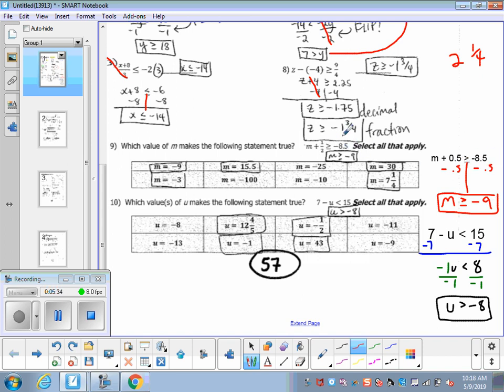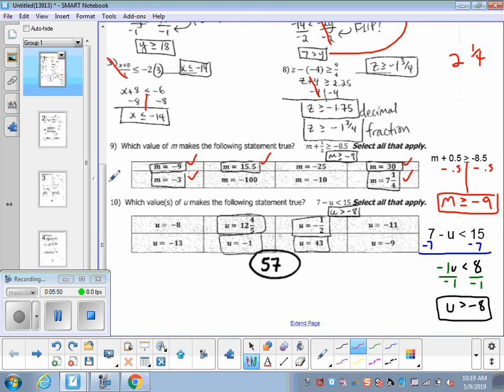So when I get this answer, it's m is everything greater than or equal to negative 9. So over here, I'm just picking everything that is greater than or equal to a negative 9. And we have 1, 2, 3, 4, 5 answers for number 9.